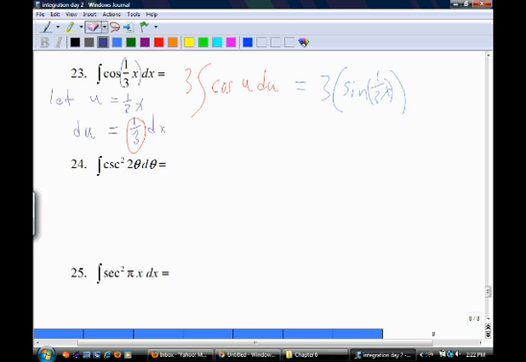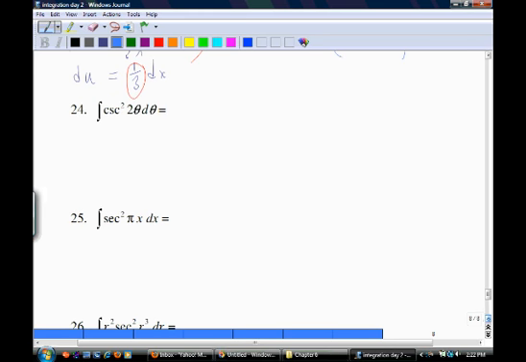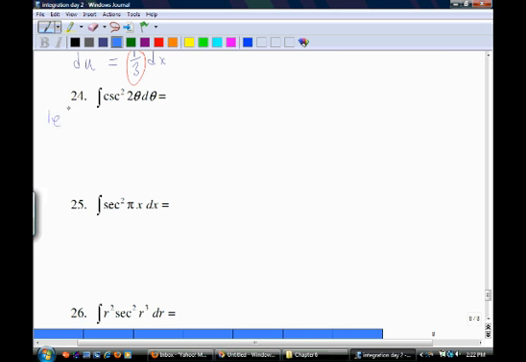24. Same kind of deal. Here I have cosecant squared of 2 theta. So I'm going to let u equal 2 theta, which means that du is just equal to 2 d theta this time, because my variable is theta. That's my d theta.